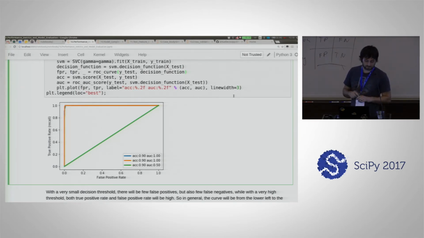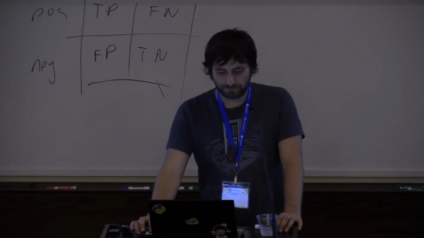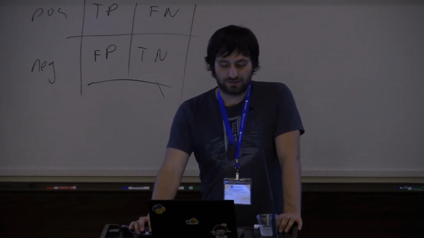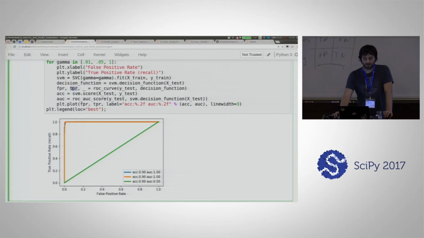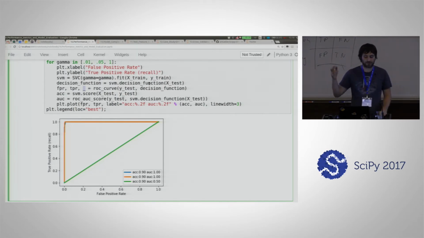Can you talk a little bit about the output of the ROC curve function? So this is the false positive rate, the true positive rate, and these are all the possible thresholds. These are just the unique values of the decision function, basically. So I look at all possible thresholds, so all thresholds that appear in the data, which is the decision function for each possible data point. And for each of them, I compute false positive rate and true positive rate.